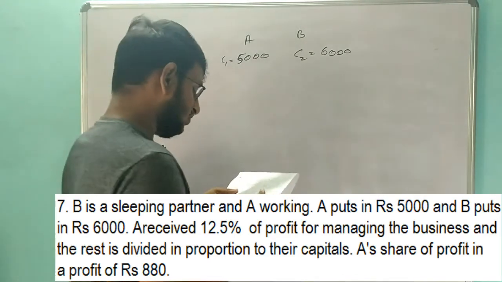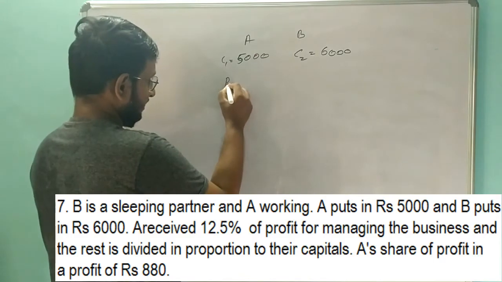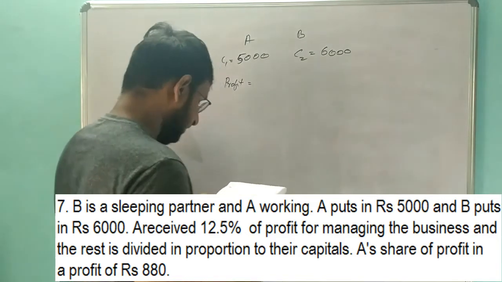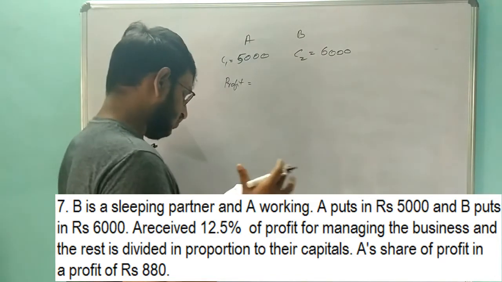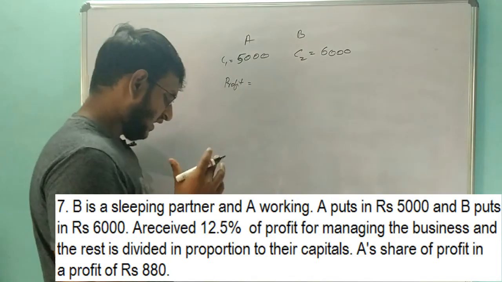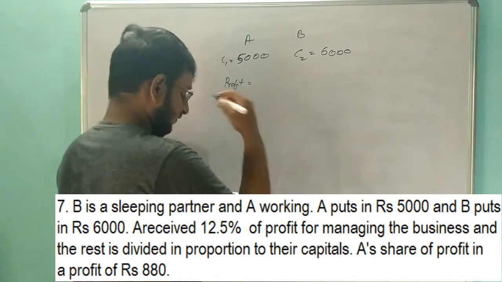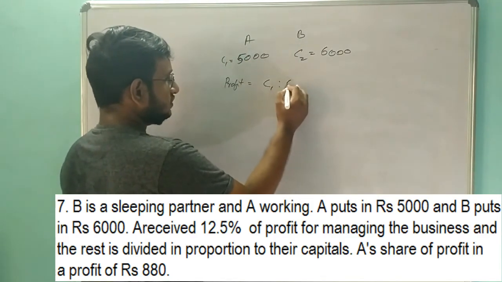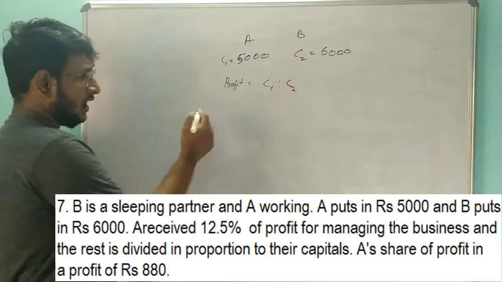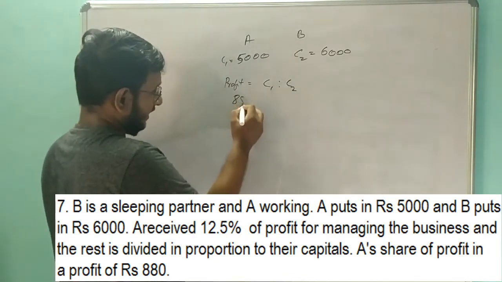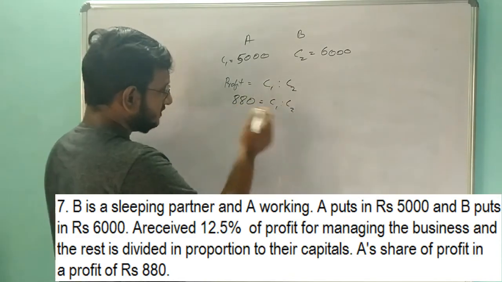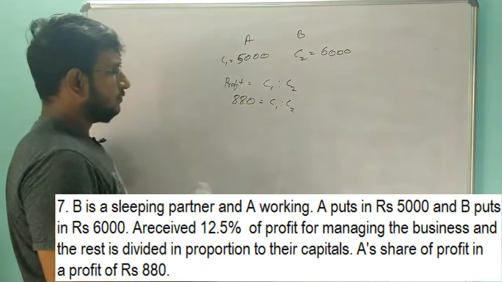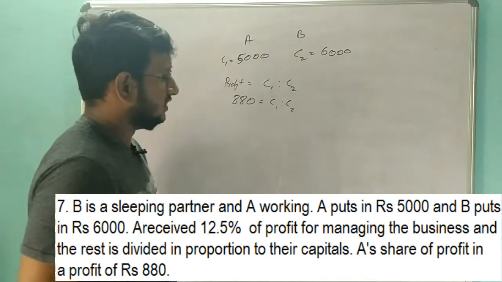A received 12.5 of profit for managing the business, and the rest is divided in the ratio of their capital. So their profit has been divided with respect to their investment, that is their capital. We are asked A's share of profit in a profit of 880. So we have to divide this amount in the ratio of C1 is to C2, because they have invested 5,000 and 6,000 respectively.